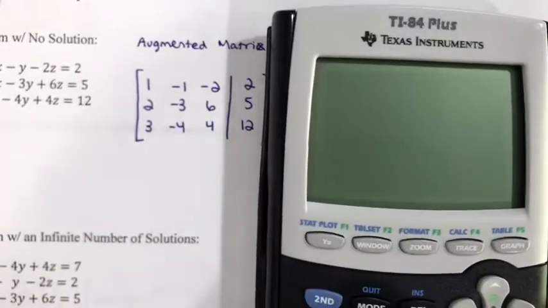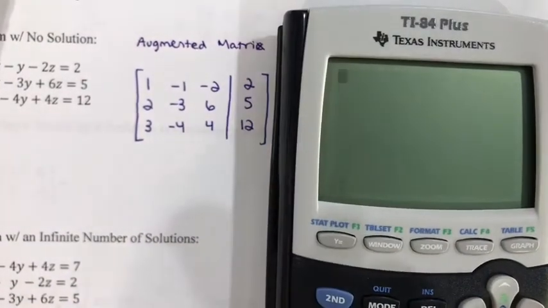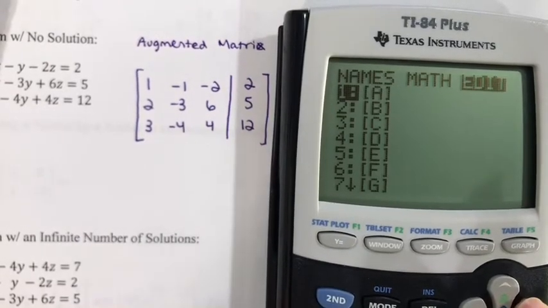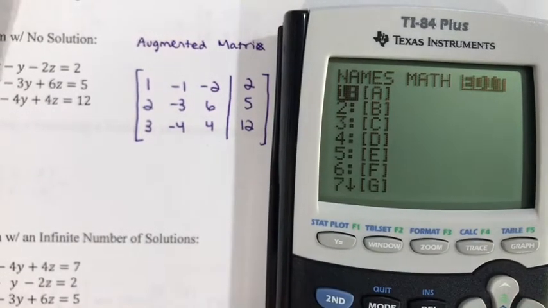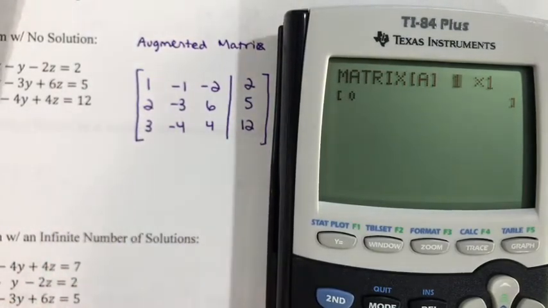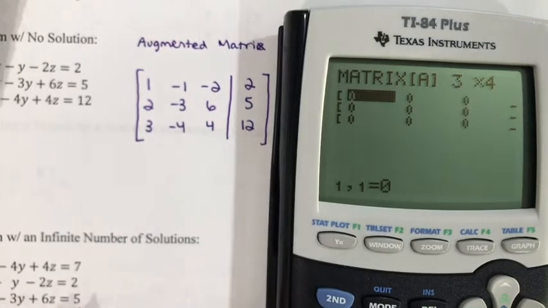So let's see if I can fit these both here. Okay, so I'm going to go into the matrix menu, go over to edit, and we're going to edit matrix A. Now notice that this is 3 rows and 4 columns. So we're going to have 3 by 4. So I'm ready to type the numbers into the calculator.